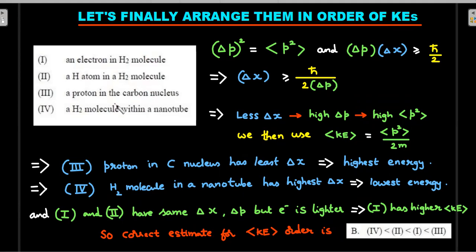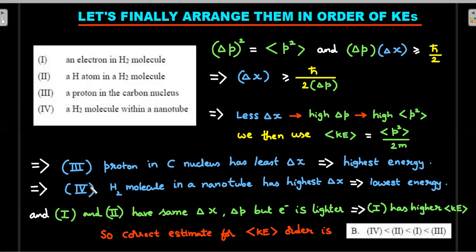So out of these, whichever has the least or highest delta x goes to the extreme cases of that option. Carbon nucleus has a diameter related to femtometer, which is a Fermi, or 10 power minus 15. Among these 4, the smallest size is for the carbon nucleus. So the least delta x is for the third option, and therefore the highest energy will be for that. So we'll search for such an option.